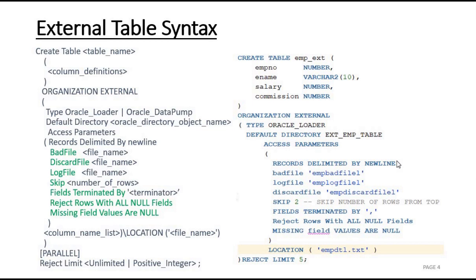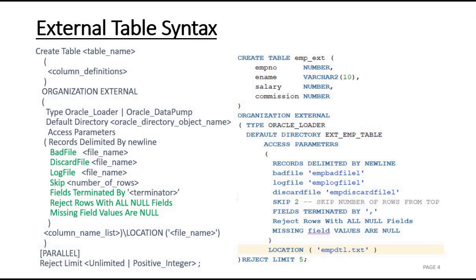It will indicate to start reading a new record from the next line. Bad file: in case there are any invalid or rejected rows, they will be inserted into the bad file. Next is the log file. In the log file you will find all the details, like how many records have been processed, whether any bad file was created, and all that. Discard file: when no satisfying row is found, you will find the details in the discard file.